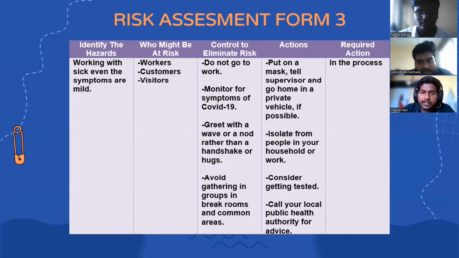Let's see the actions. Put on a mask, tell your supervisor, and go home in a private vehicle if possible. Isolate from people in your household or work. Consider getting tested. Call your local public health authority for advice. The last one, required action, is in the process.